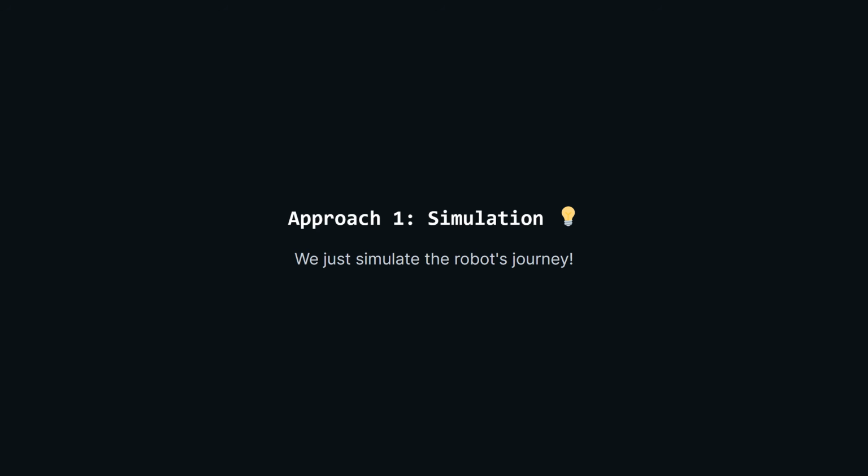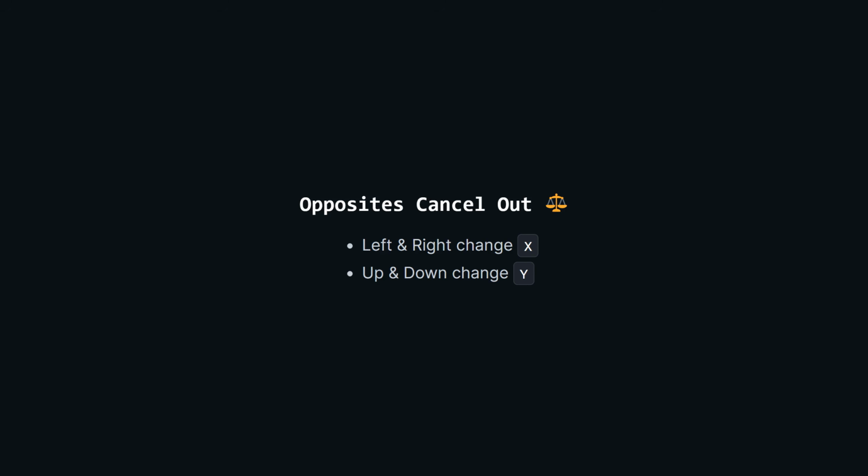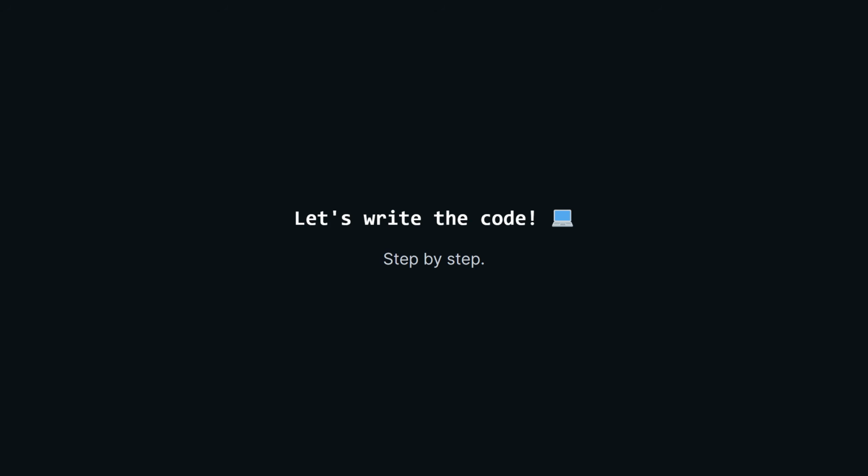So the easiest way to solve this is to simply simulate the robot's journey step by step. We can just create two variables to track our horizontal and vertical position. Let's call them x and y. Whenever we move left or right, we update our x position. When we move up or down, we update our y position. Let's look at how to actually code this out, one small piece at a time.